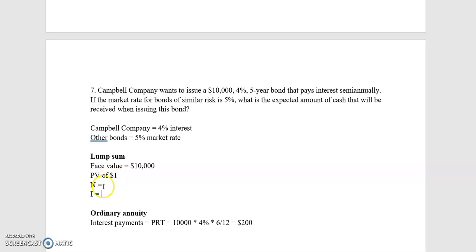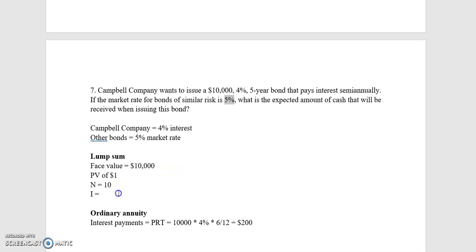So in this case, our N, if it's semi-annually, that's twice a year. There's 5 years, so we have a total of 10 payments. Now the I that we're going to use, the I is going to be the market rate. Remember, this could be called market rate, effective rate, or interest rate. We want to discount the bond by this 5% to see what is the present value that would yield this type of 5% yield over the life of the bond and result in a $10,000 face payment, right?